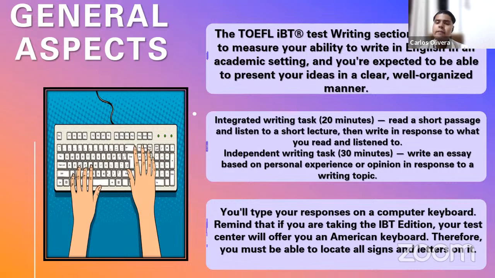The integrated task consists of reading a short passage and listening to a short lecture, and then writing in response to what you read and listened to. You're going to have 20 minutes to write an essay summarizing both materials, the reading passage and the listening passage you're going to receive. Then you have the independent writing task. We have seen this already; it basically consists of writing an essay to respond to a question that they formulate to you. But we have seen that already, so it's not important. The only one that we have not looked at is the integrated writing task number one.